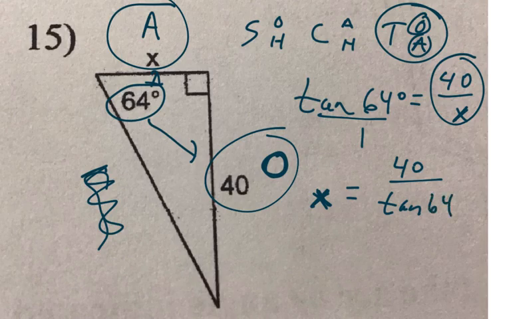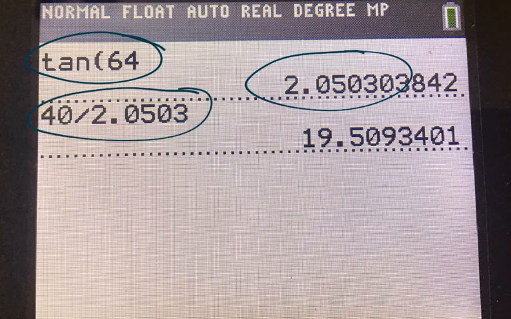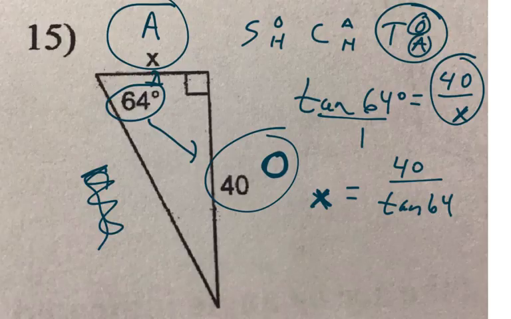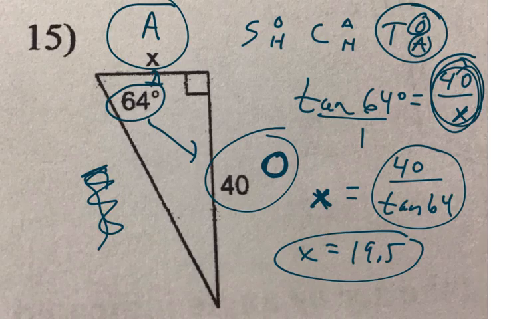Let's go to our calculator. If I do the tangent of 64, I get 2.05. I'm going to do 40 divided by that. And round it off, I'm going to say 19.5. So our missing side, X, is 19.5. You see, guys, when this is upside down, you end up dividing. If it was right side up, you would end up multiplying. All right, let's move on.